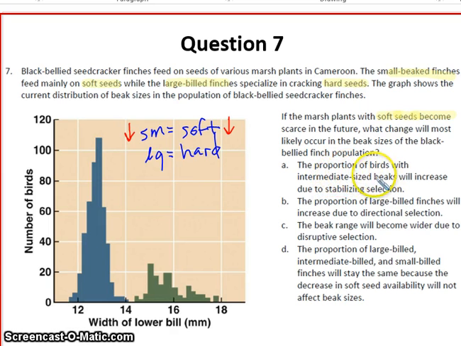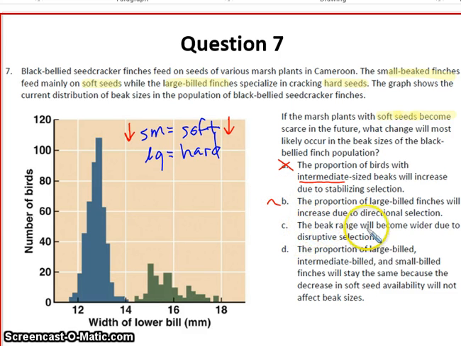It says the proportion of birds with intermediate-sized beaks will increase. And really, we've been talking about small or large-sized beaks, not the intermediate size. So I'm going to say probably not that one. The proportion of large-billed finches will increase due to directional selection. Now, if you think about it, if the small-beaked birds are declining, then if the only food source is hard seeds, we would probably see a larger population of large-beaked birds. So I'll put maybe next to that one.